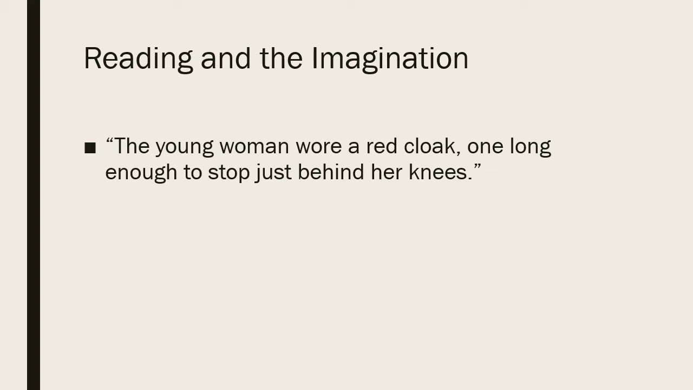So, for example, if you have a description in the text that reads, "The young woman wore a red cloak, one long enough to stop just behind her knees." There is enough information here to tell you certain details. You know the rough age of the character, you know the sex of the character. You know the type of clothing the character is wearing. That includes its size as well as its color. But the rest of the information is missing. So you don't really know a lot about this character, and you will have to provide that information with your imagination.